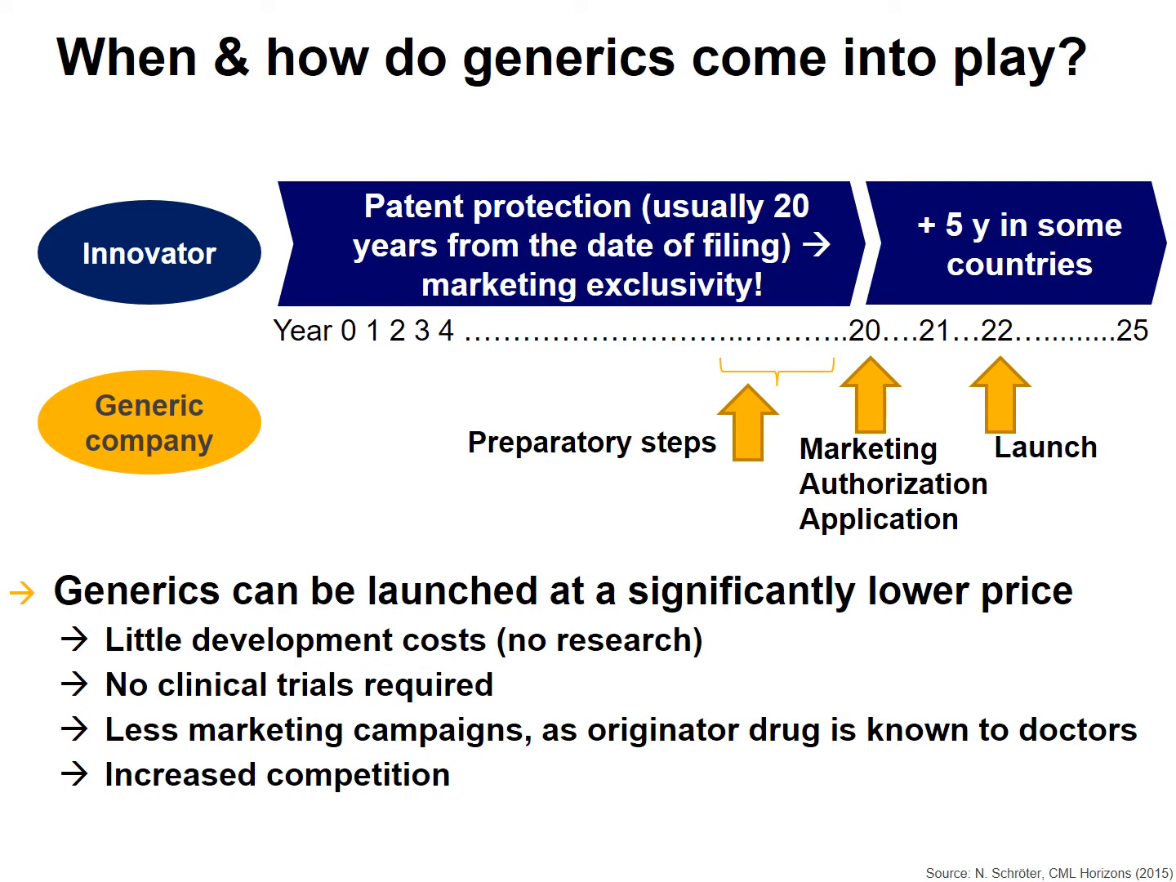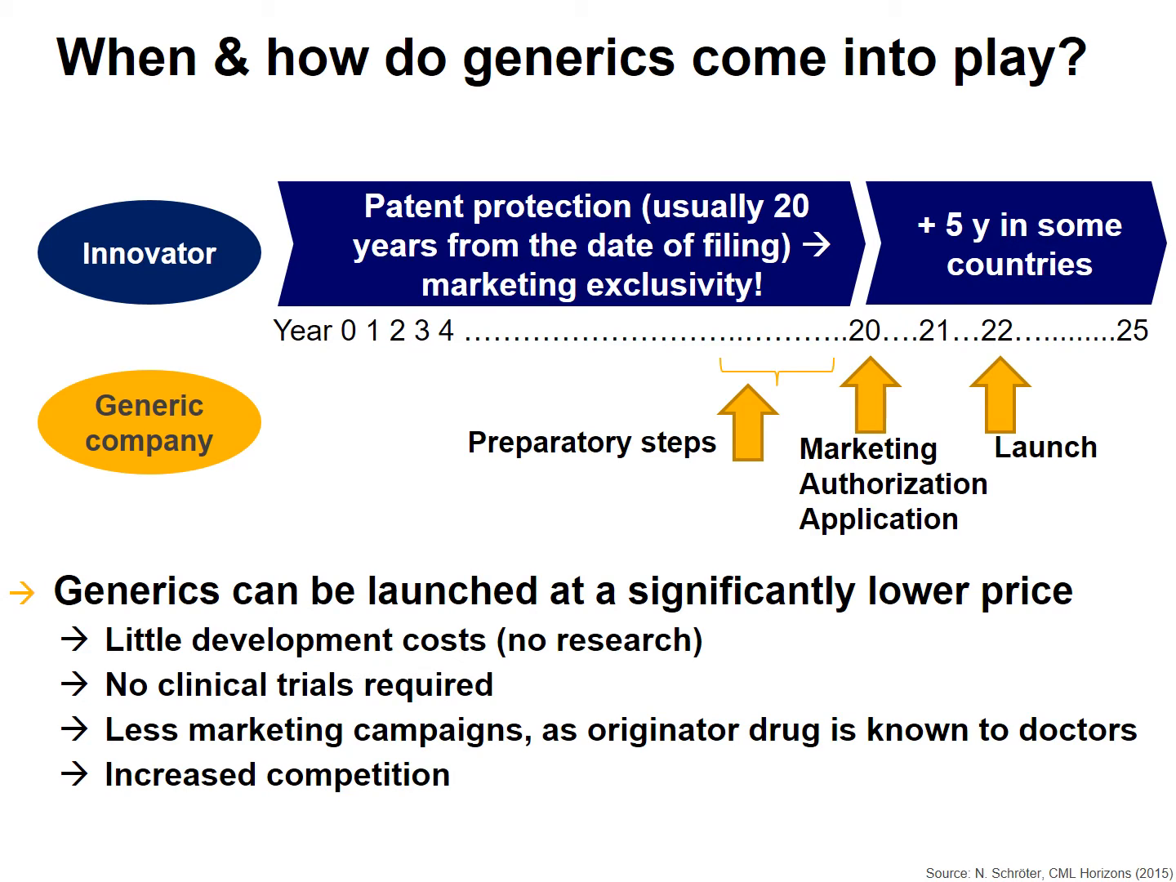when a product has been on the market, is approaching the expiration of the patent, and they produce exactly the same drug in their own manufacturing, and apply for marketing authorization based on the equivalence data that I've just presented. So that's the reason generics can be launched at a significantly lower price, because there's little development cost. They don't need to do all these clinical studies, which are hugely expensive. They don't need to do basic research.